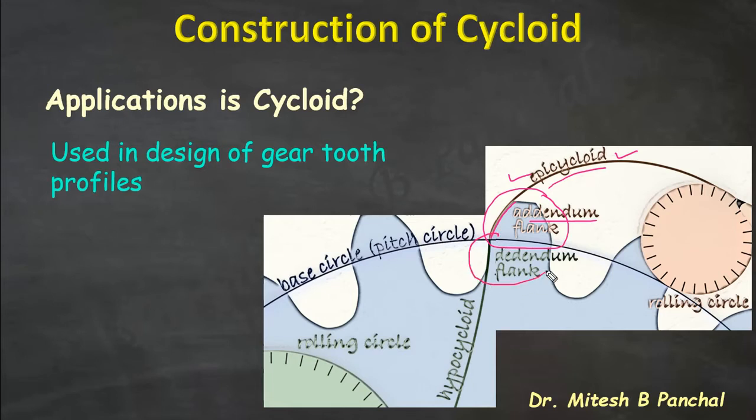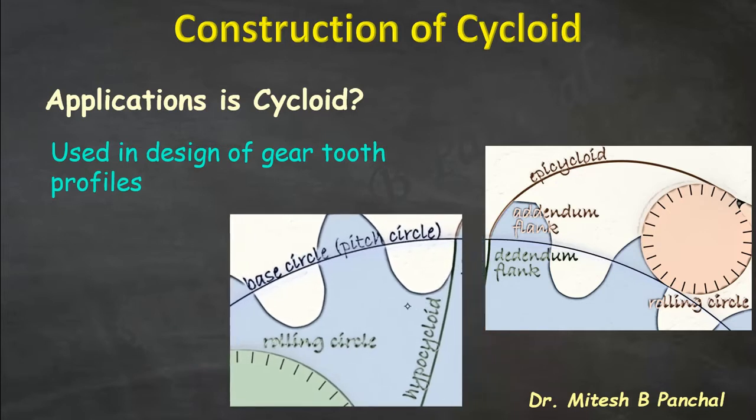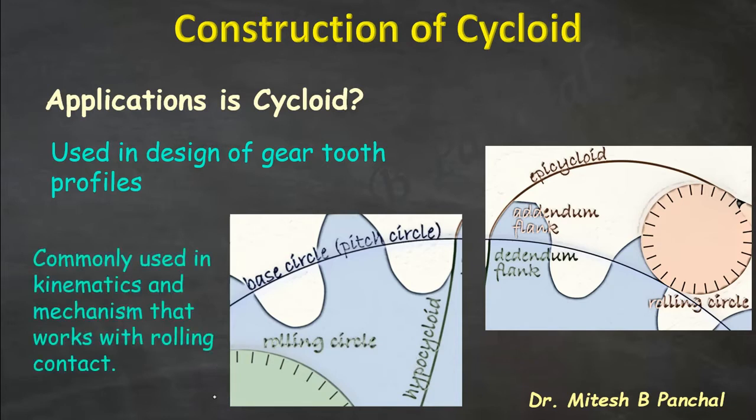The lower portion of the gear tooth profile, this portion, is known as the dedendum, and that is designed by considering the hypocycloid. Hypocycloid is the curve which is generated when a generating circle rolls inside the directing circle. Mainly these cycloids are commonly used in kinematics and mechanisms that work with rolling contact. The special application is the design of a gear tooth profile.